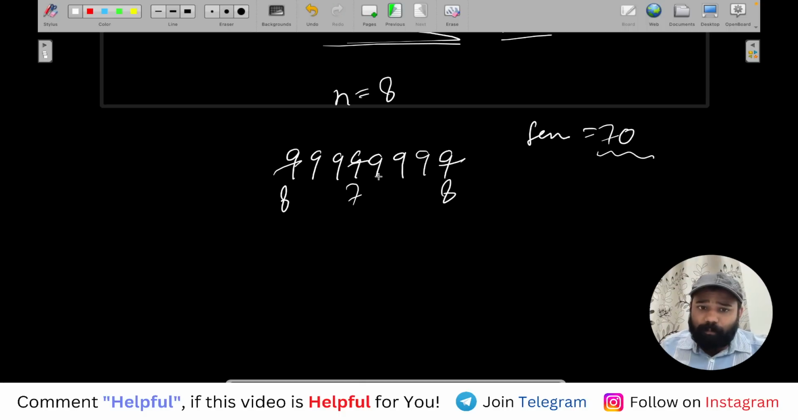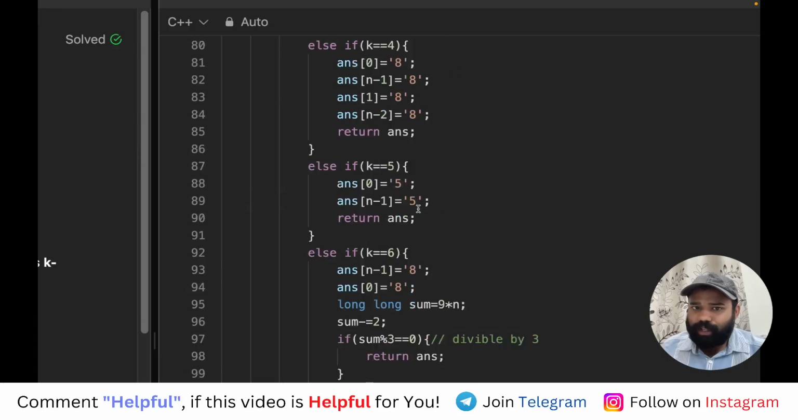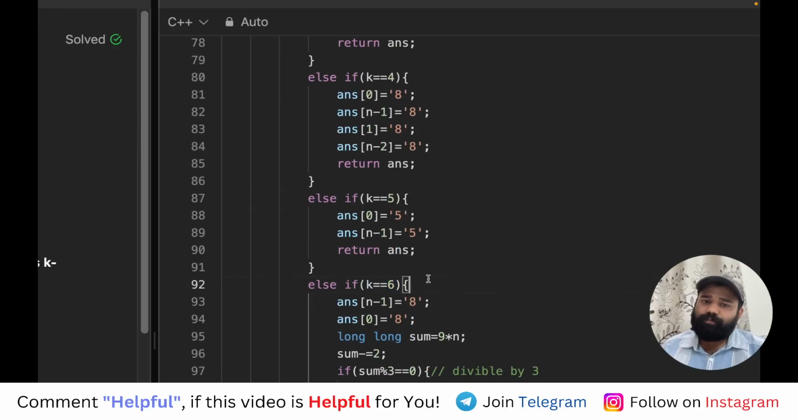So you will make it minus 2 in both of the middle. This is n by 2, this is n by 2 plus 1, in both of these two middle nodes. Okay, n by 2 and n by 2 minus 1, by the way. I'm subtracting by 2. And then I'm writing the answer. Okay. This is what I'm doing in the case of 6.